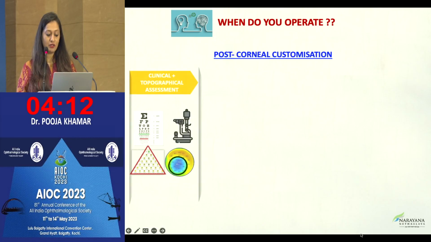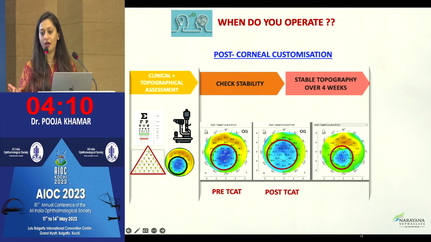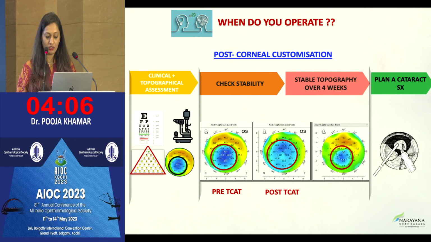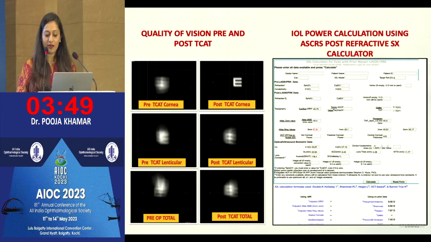Now, the question that is going to come is, if you have done a corneal regularization, when to do a cataract surgery? So you do a clinical topographical assessment. You check for the stability of topography. Once the topography is stable, at least two time points where your topography has been stable for 4 weeks minimum between the two time points, once you see that, you can go ahead and plan a cataract surgery.